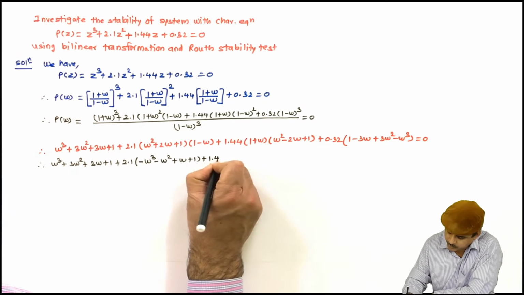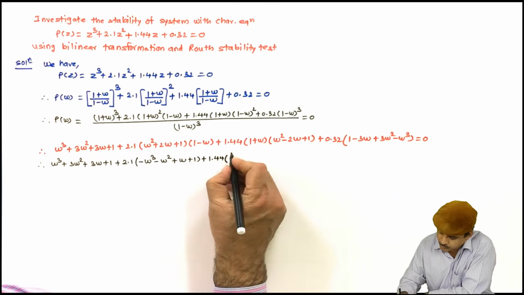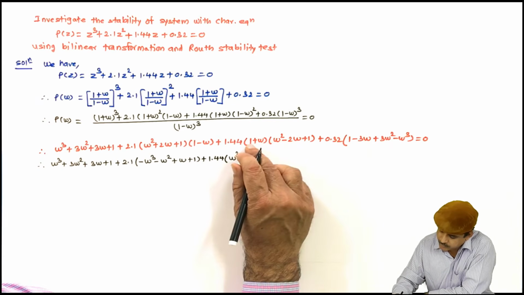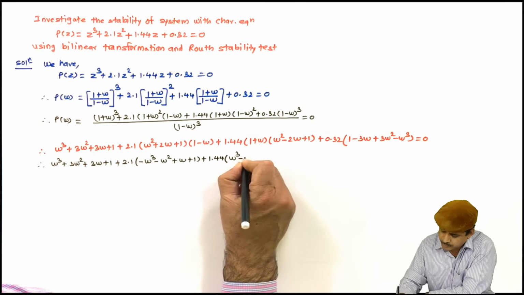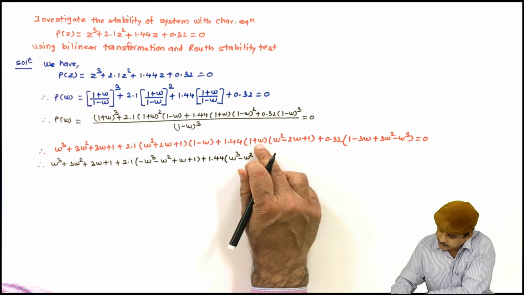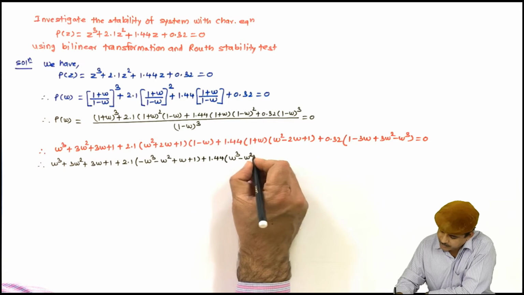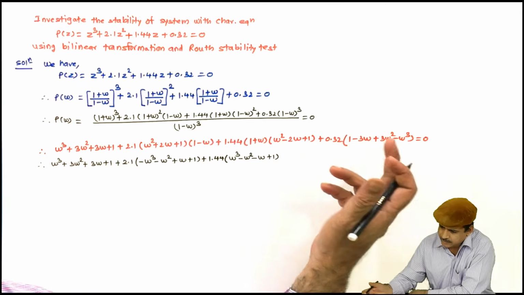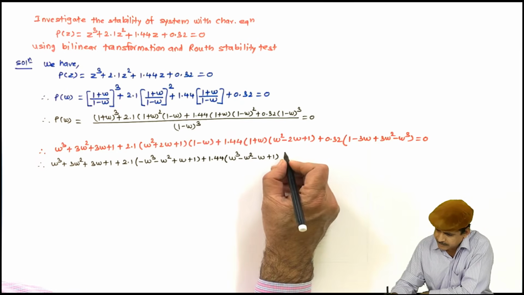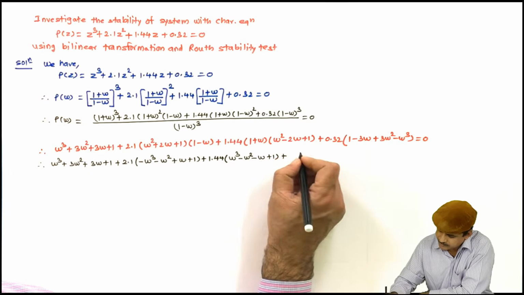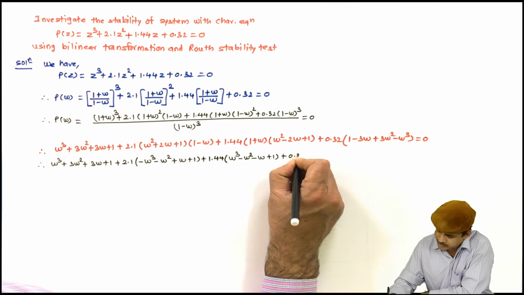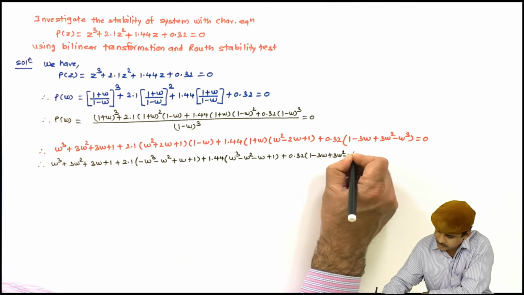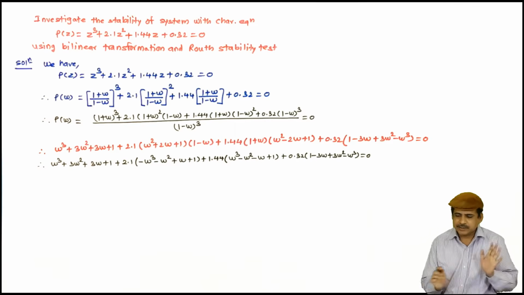Plus 1.44 in the bracket, this will be w^3 - 2w^2 + w^2, so it's -w^2. Then this will be plus w - 2w is -w, plus 1. I will make it directly. So let us keep this as 0.32 into bracket 1 - 3w + 3w^2 - w^3, and this is equal to 0. And now let us collect the terms.